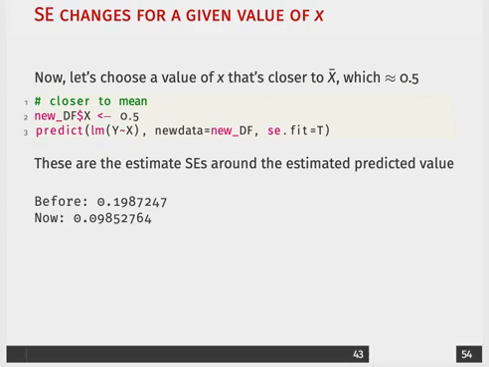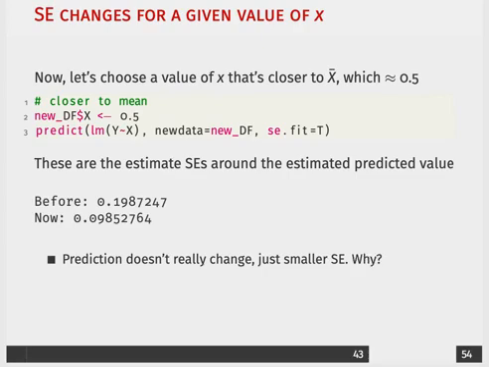Before, when we were looking at x naught equals 0, the standard errors around our predicted value were much larger, at around 0.2, whereas when we did it again and our x naught was 0.5, the standard errors around our predicted value were much smaller. They were under 0.1. And what's interesting is that, and I didn't really show you what the prediction was here, but the prediction doesn't really change. The standard errors and our certainty around that are just smaller.